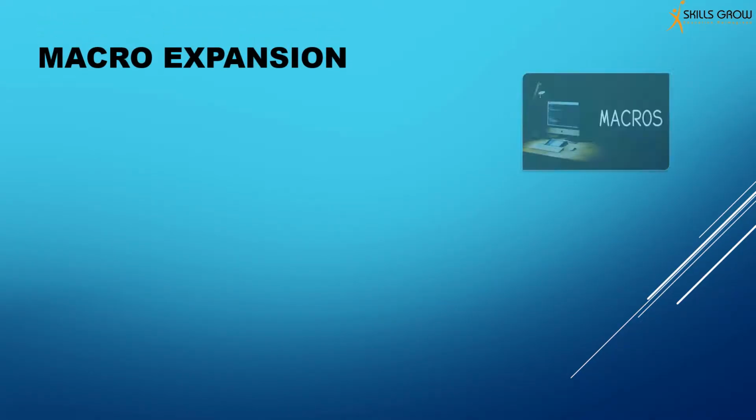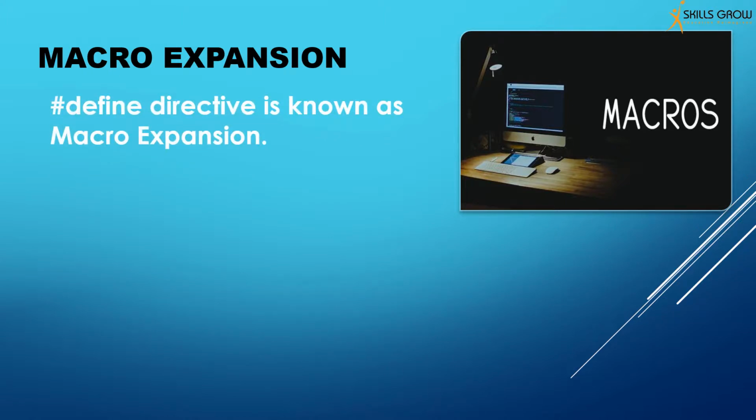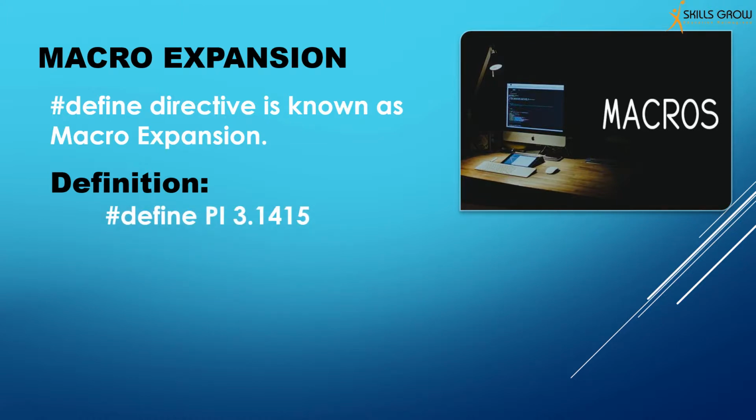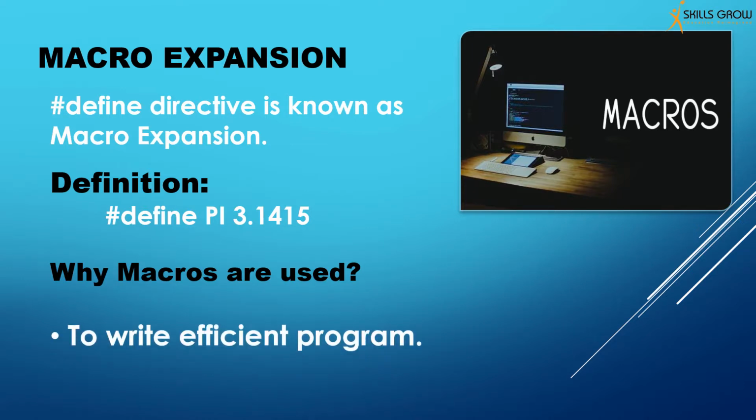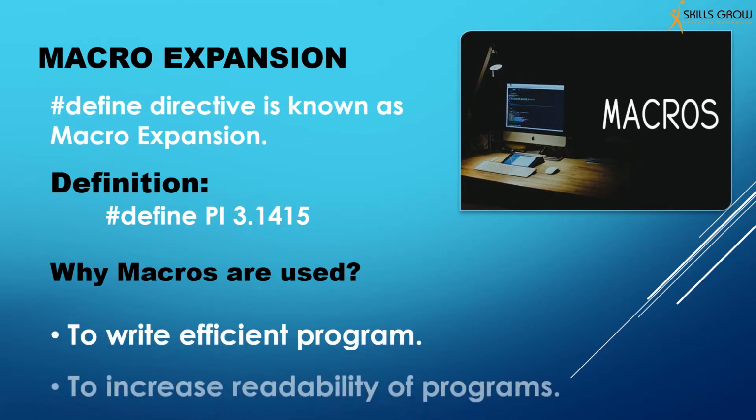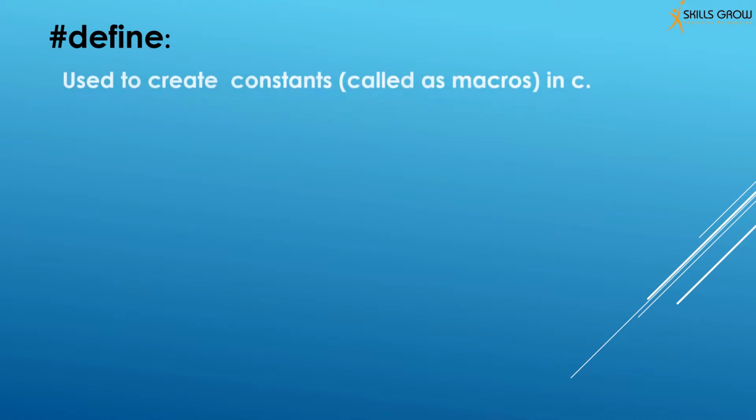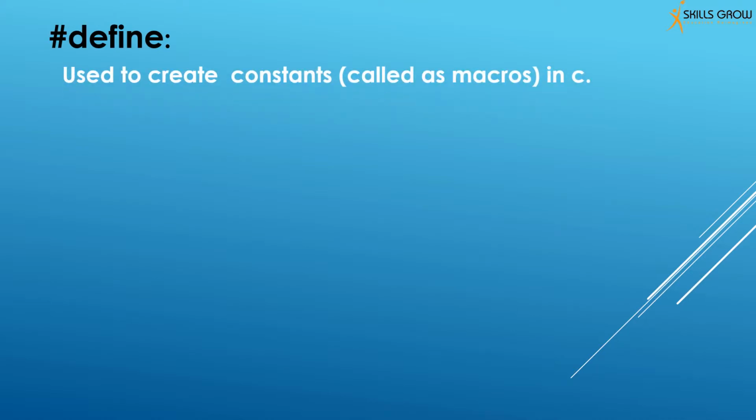Macro expansion. #define is known as macro expansion. #define is a preprocessor directive which creates or defines a macro. Why are macros used? Macros are used to write efficient programs and to increase the readability of programs. #define is used to create constants.